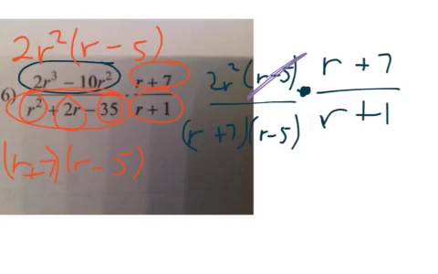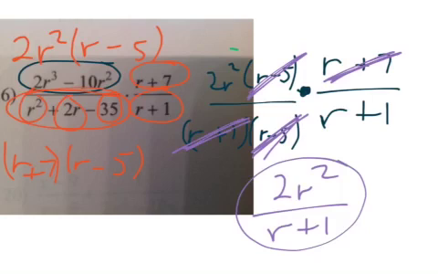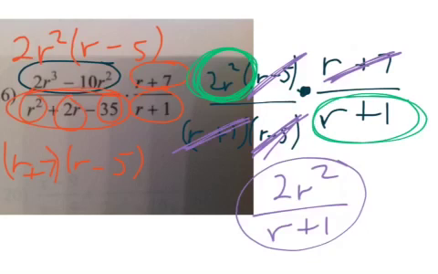Does everybody agree r minus 5 cancels out r minus 5? Does everybody agree r plus 7 up there cancels out r plus 7 down there? Does everybody agree nothing else cancels out? So my answer is just 2r squared over r plus 1. Again, the only thing left on top, follow the green, is 2r squared. And the only thing left in the denominator is r plus 1. And they can't simplify each other. So that is my solution.